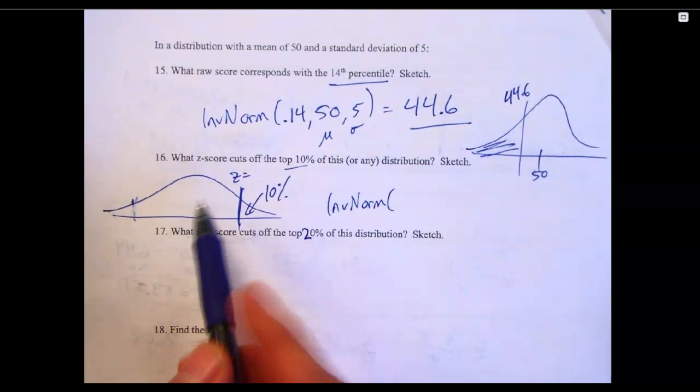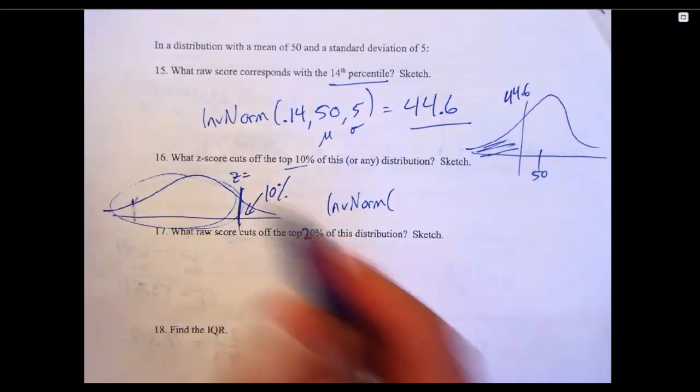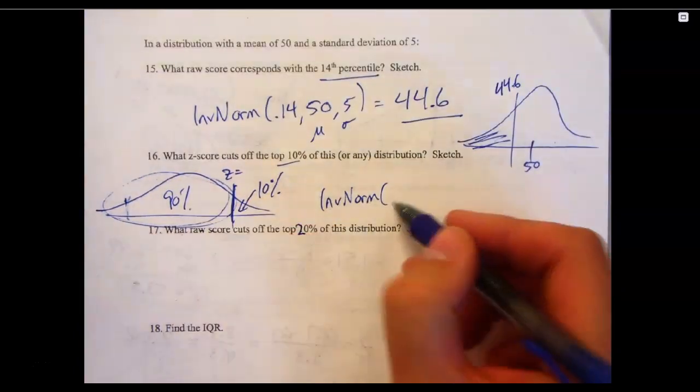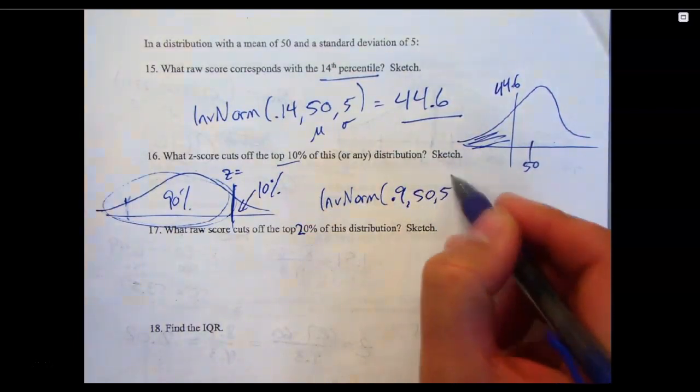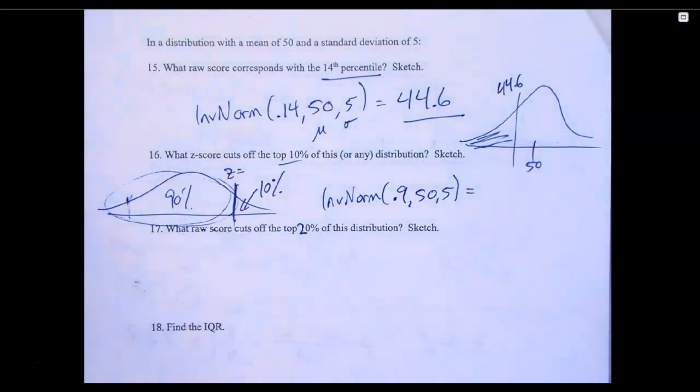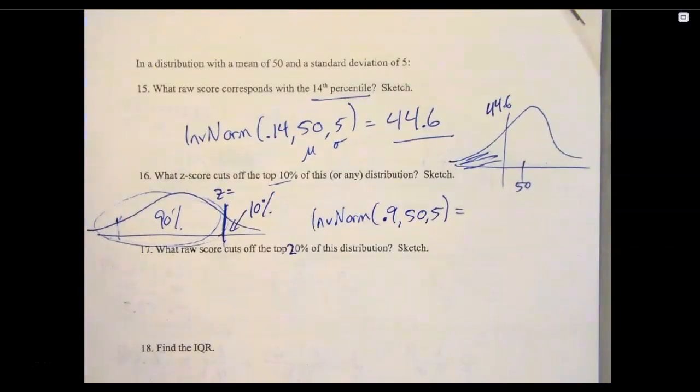So I'm not going to put 10%. What am I going to put? I'm going to put 90% or 0.9. So I'm going inverse norm of 0.9, and I'll calculate with 50 and 5. This is where you should really think about your answer, does it make sense or not? If I'm in the 90th percentile, only 10% are above me, so I should be above the mean. My score should be higher than the mean. So if you don't get a number higher than the mean, double check yourself.